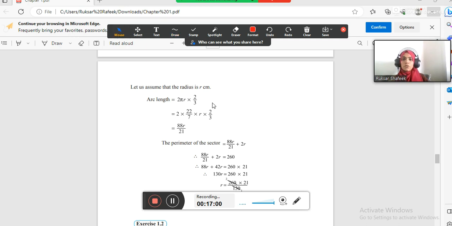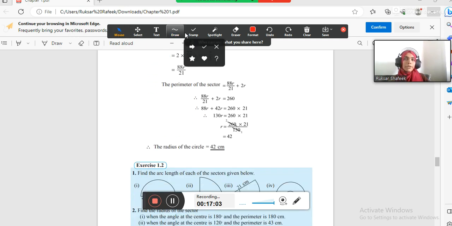Now we need to figure out what we need to do to make r the subject. Remember, we can't just add 88 plus 2r and say 88 plus 2 is 90, so 90r. You can't do that, because here the denominator is 1. This is a whole number and this is a fraction. You can't just add the whole number to the numerator itself. So what you need to do is find the LCM of 21 and 1, which is 21 itself. So this is 2r over 1. You multiply this denominator by 21, which means 2r is also multiplied by 21. So 21 times 2 is 42r.